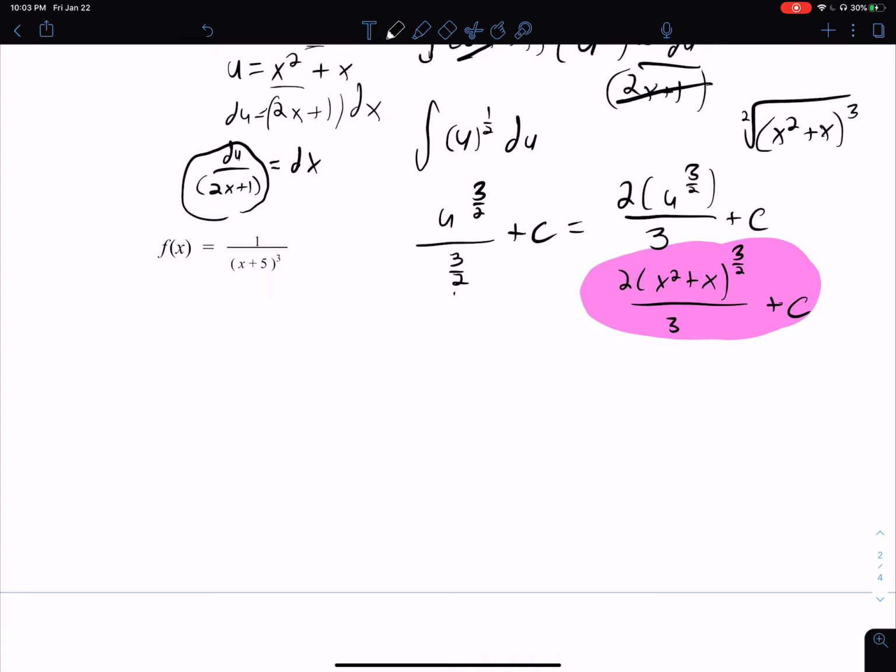Okay, not much to work with here. What do we make u? Well, let's just make it the first thing we see, because there's only one thing we see. x plus 5 equals u.